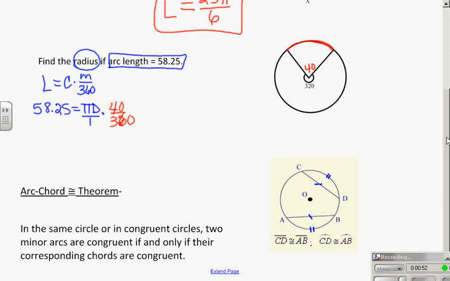Now I really don't like to deal with 40 over 360. When I cancel my zeros, 4 over 36, I know that I'm really talking about 1/9 of my circle. Basic algebra problem at this point, dividing by 9. So I'm going to multiply both sides by 9. And that is going to give me an answer I can't find in my notes.